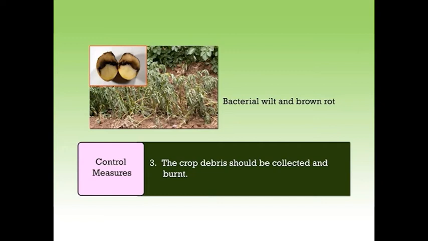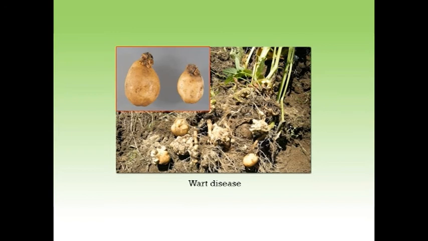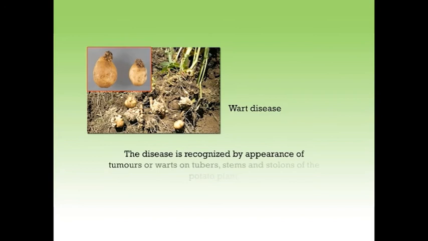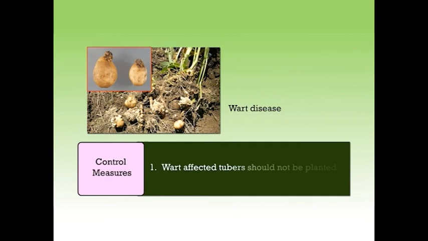The next disease is wart disease. This disease is caused by fungus Synchytrium endobioticum. The disease is found in Darjeeling Hills. This disease is recognized by appearance of tumors or warts on the tubers, stems and stolons of the potato plant. Let's see how to control this disease. The first control measure is wart-affected tubers should not be planted. Second one is grow wart-immune varieties. And the third measure is the tuber can also be treated with the solution of Aretan or Agallol.